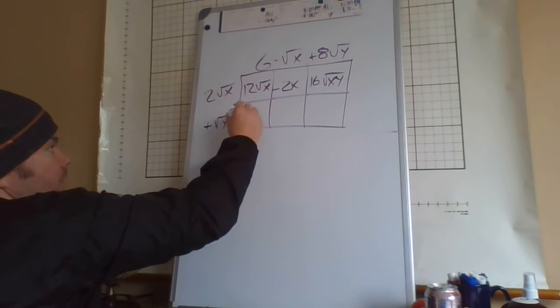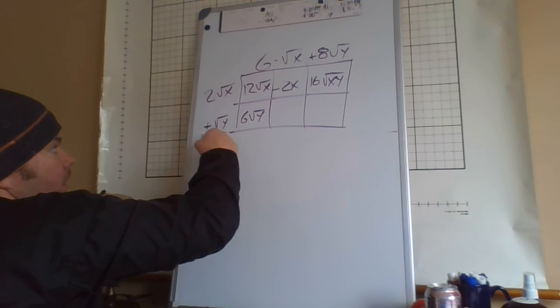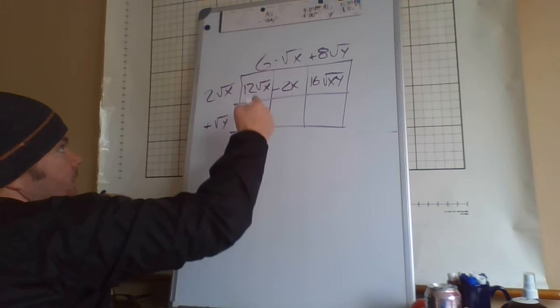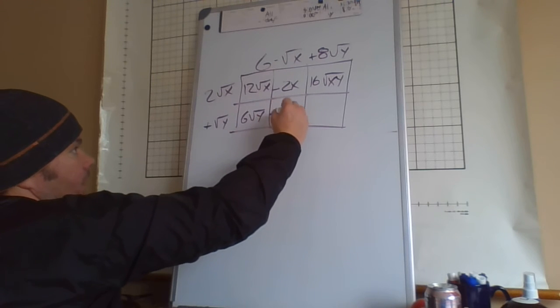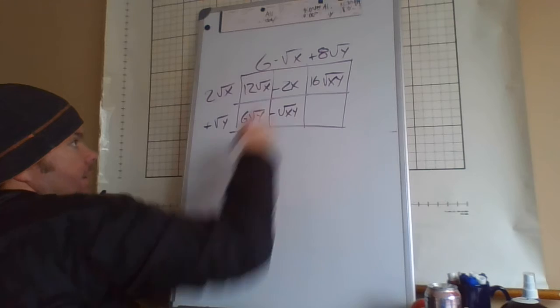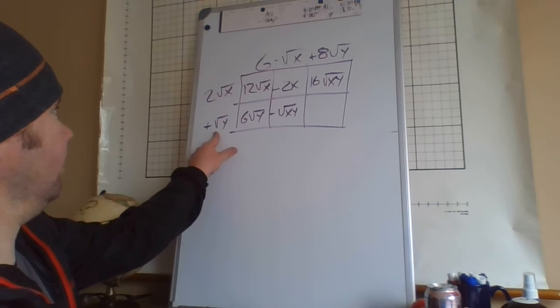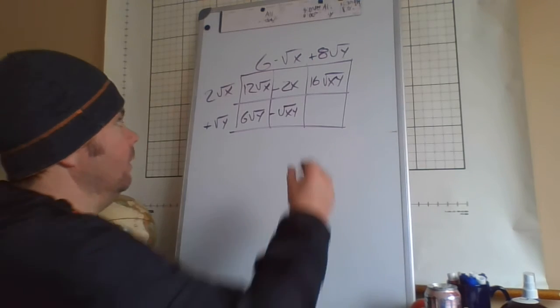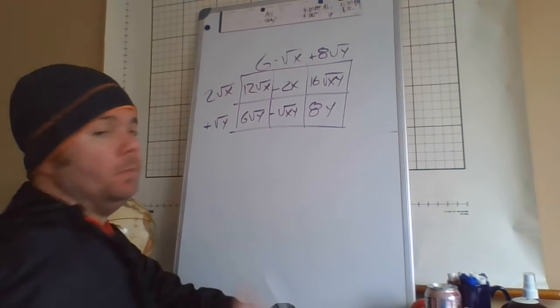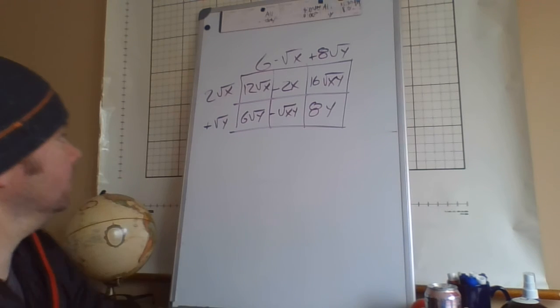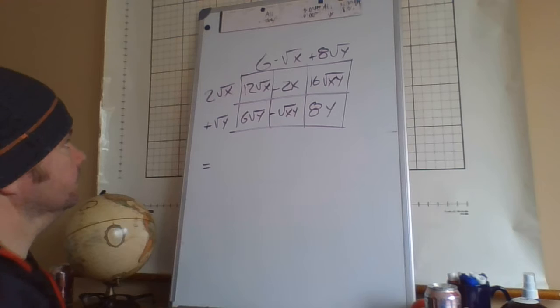Okay, 6 times the square root of y is just 6 times the square root of y. Square root of y times negative square root of x is negative square root of xy. Those are like radicals, sweet. And then here, square root of y times 8 times the square root of y is just 8y. Great. Put it all together.